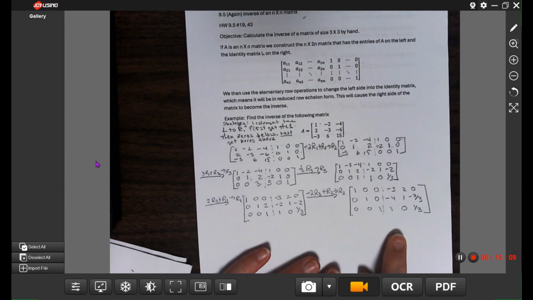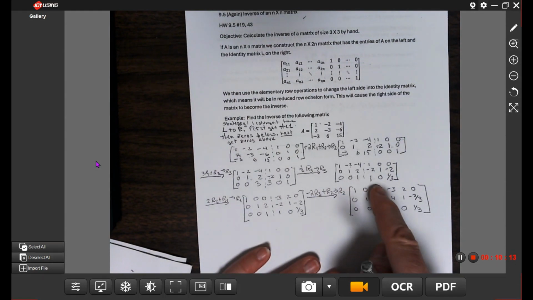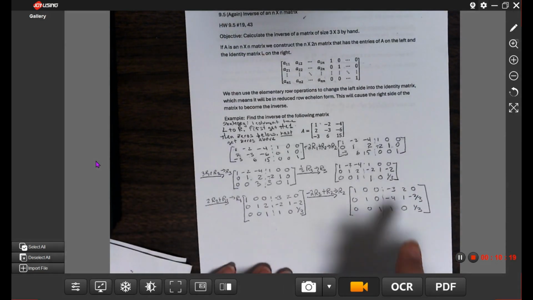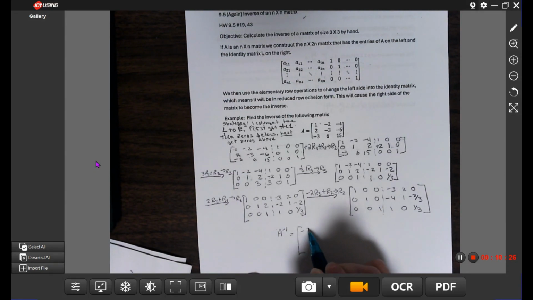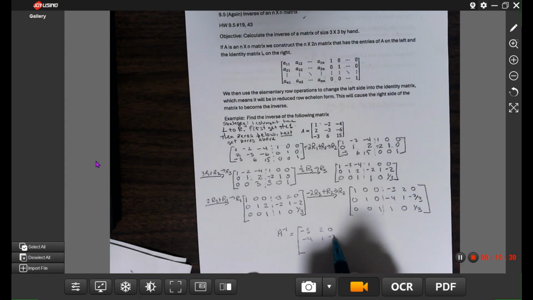All right, so we finished it because the left-hand side is the identity: 1's on the diagonal and 0's above and below. So the right-hand side is going to be the inverse. So this is A inverse, and it equals negative 3, 2, 0, negative 4, 1, negative 2 thirds, 1, 0, 1 third.